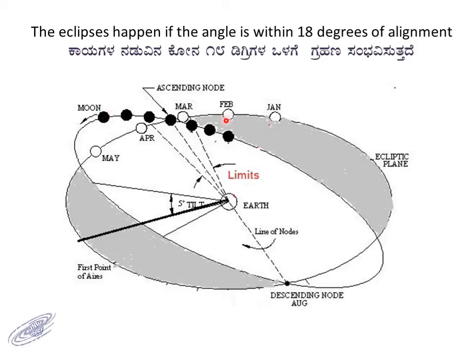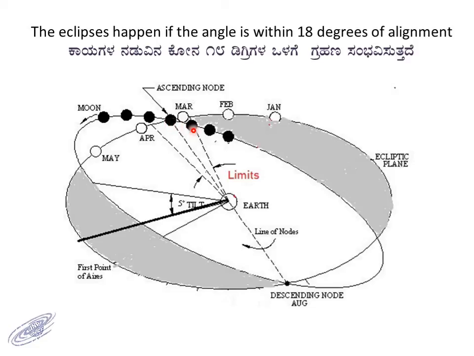Let us consider the month which is indicated as February here. This is the direction of the sun and the moon is here. This is the new moon. But it is far from the node, so there is no possibility of an eclipse. In the month of March, the new moon may occur here or here. In both cases, we are going to have eclipses.